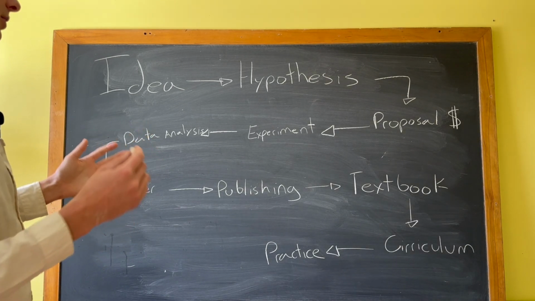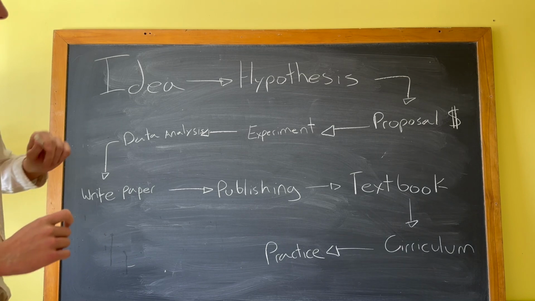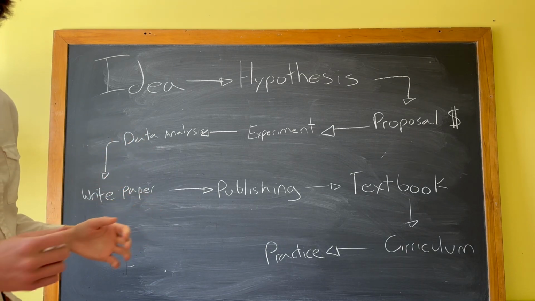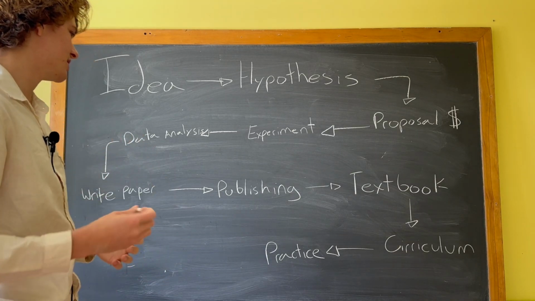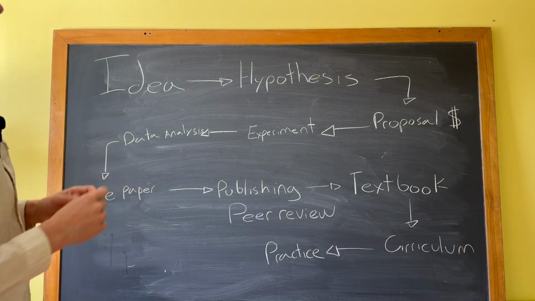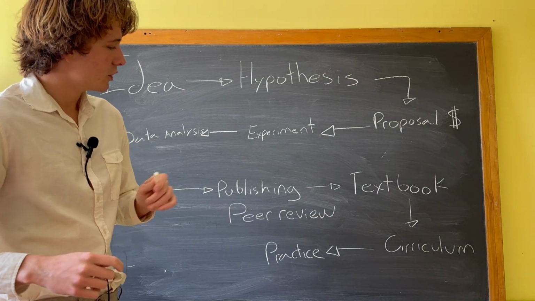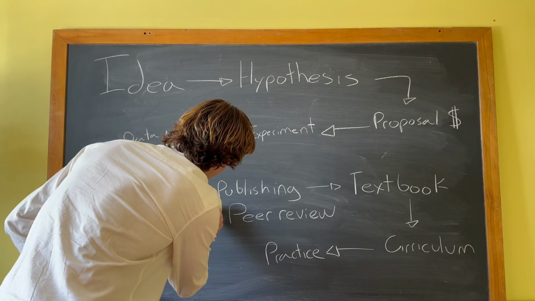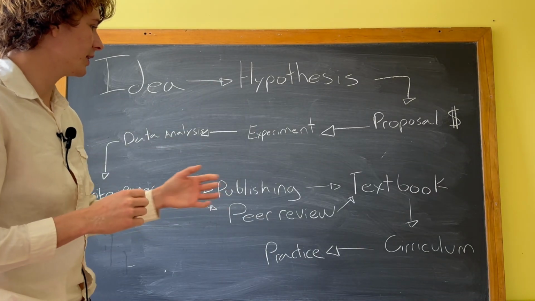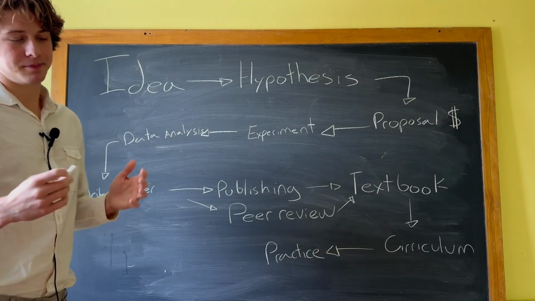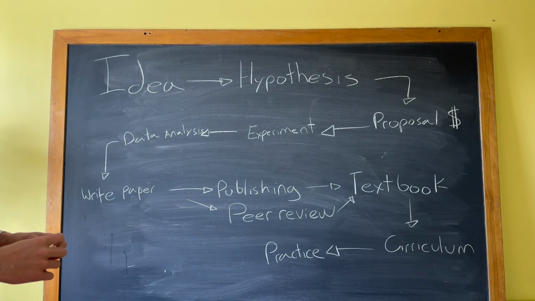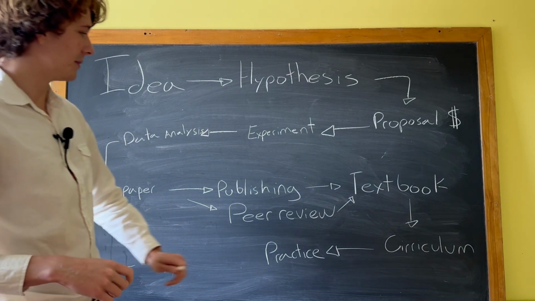Again, we went over the components of a scientific paper. Next, you got to get it published, right? More money, more vested interest here, peer review. Publishing includes the peer review process. You're moving into textbooks. Next, you move into the curriculum. Textbook is base of the curriculum, and eventually it all gets implemented into practice.